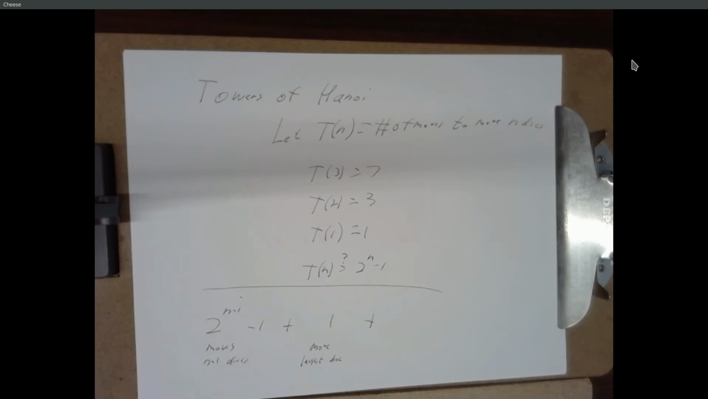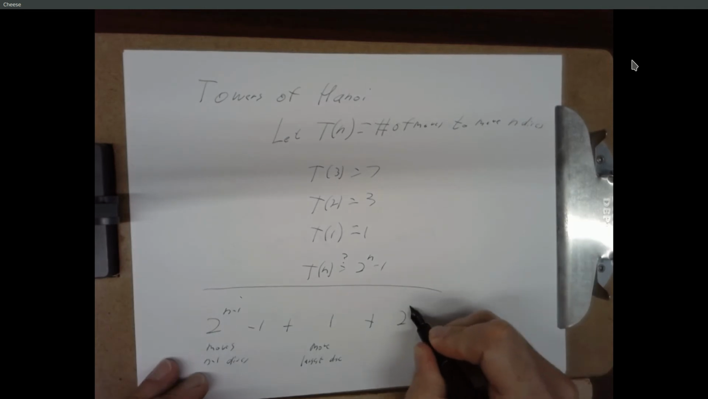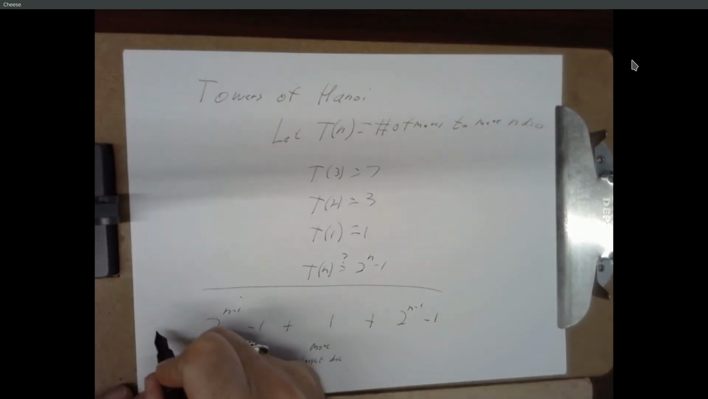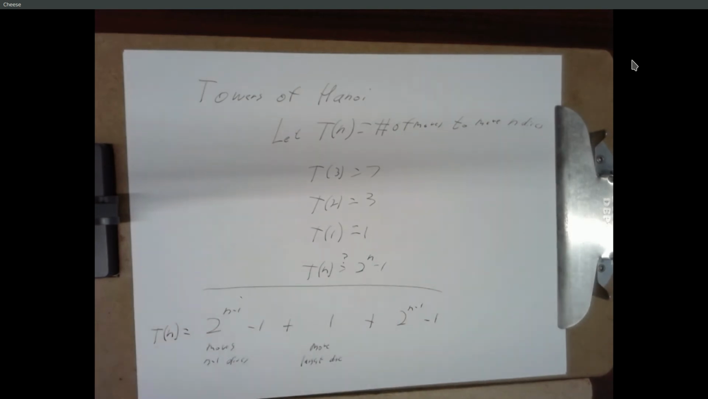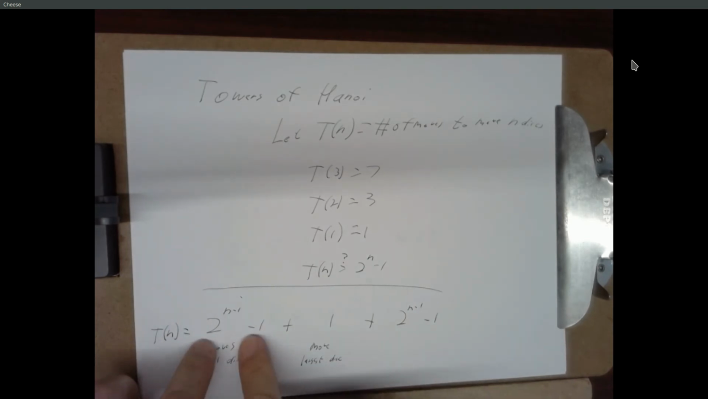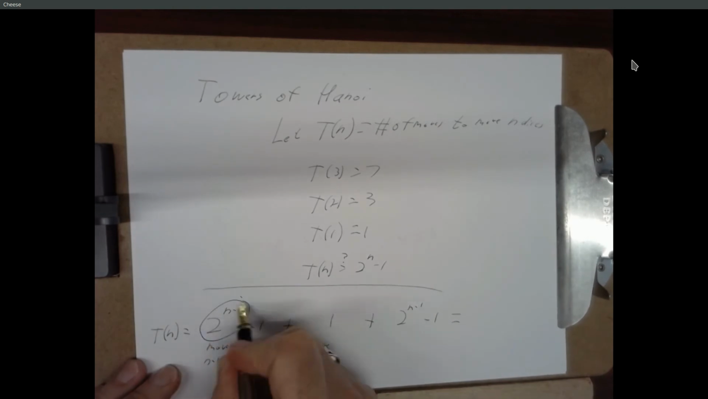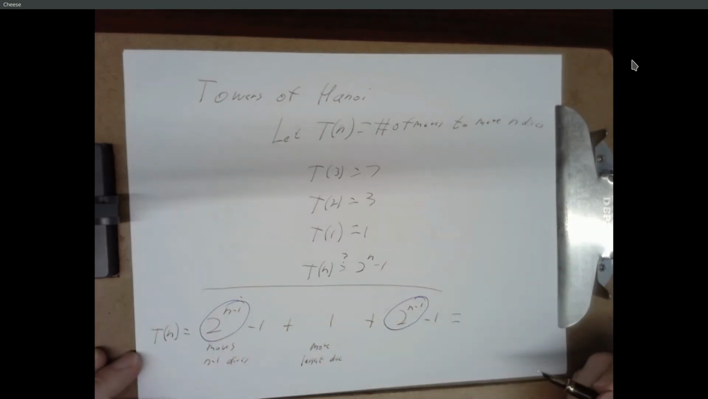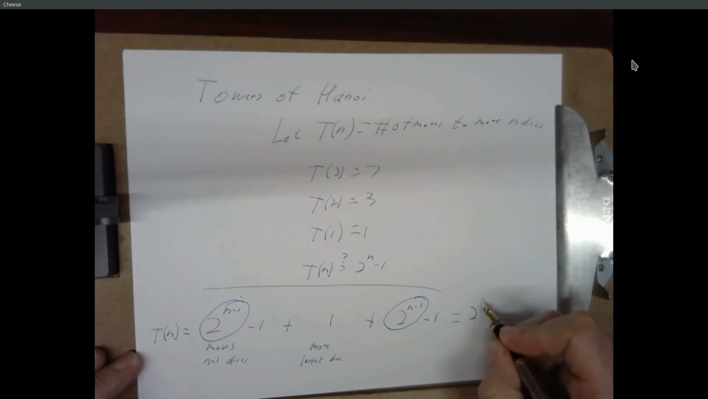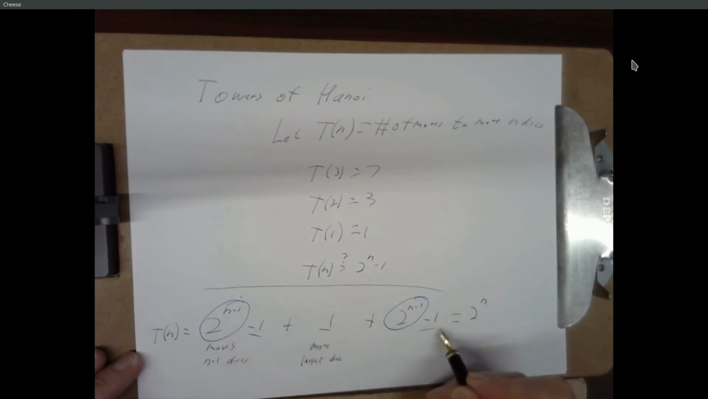I like that. All right, and that also took 2 to the n minus 1 minus 1. So the number of moves for n disks is 2 to the n minus 1 plus 1 plus 2 to the n minus 1 minus 1. Which is equal to, well, 2 to the n minus 1 plus 2 to the n minus 1. That's 2 times 2 to the n minus 1. What's that? That's just 2 to the n. And then we have minus 1 plus 1 minus 1. That's just minus 1.